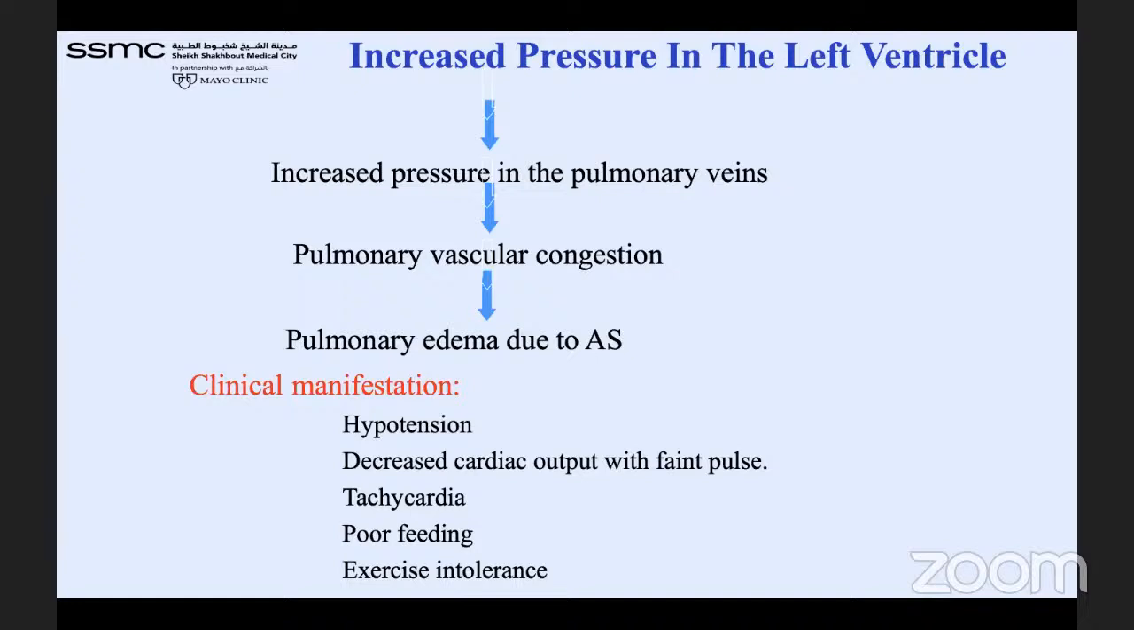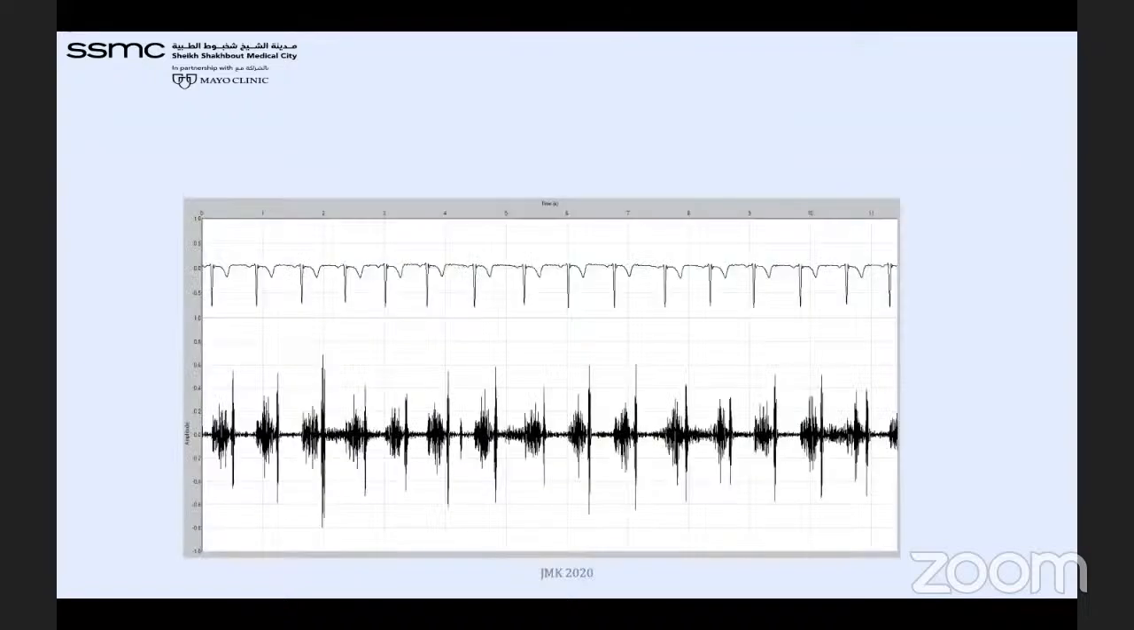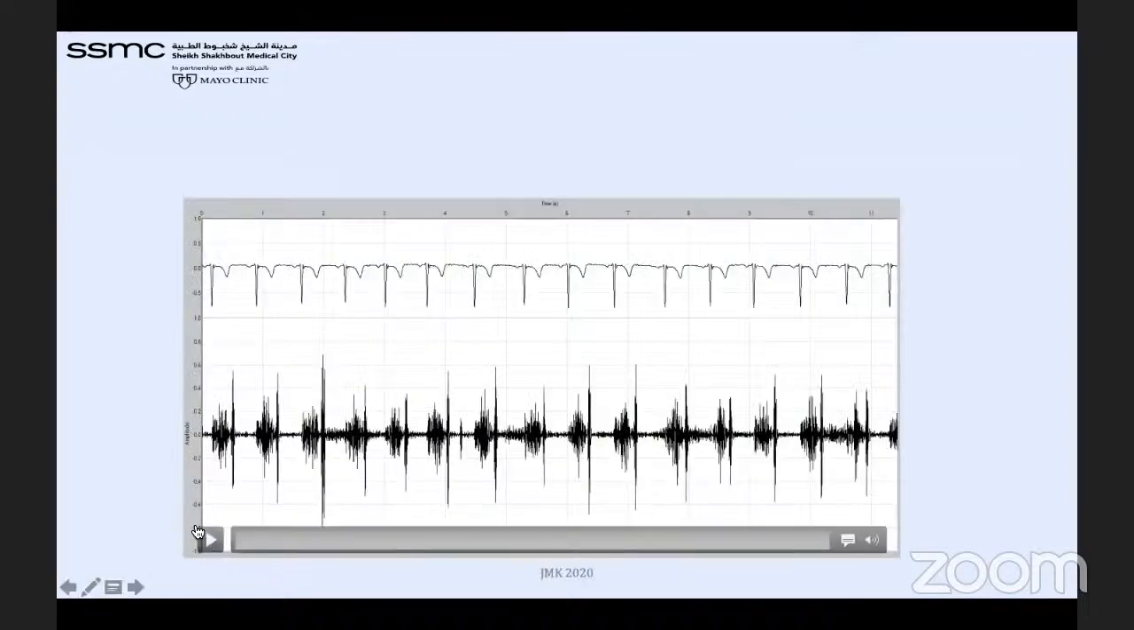Clinical manifestations are hypotension, decreased cardiac output, tachycardia, poor feeding, same thing, fatigue and exercise intolerance if the child is big enough to walk and play around. Dizziness can happen if the child is big. Murmur, of course, bacterial endocarditis, coronary insufficiency, or ventricular dysfunction can happen. So let's listen to the murmur of this one.